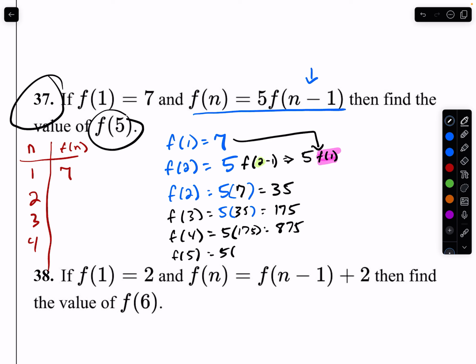And then 5 times 875 gives us the final solution of 4,375. So this notation is just the first term is 7, the second term is 35, the third term is 175, the fourth term is 875, and we're looking for the fifth term, which is 4,375. Okay? Hope this helps.